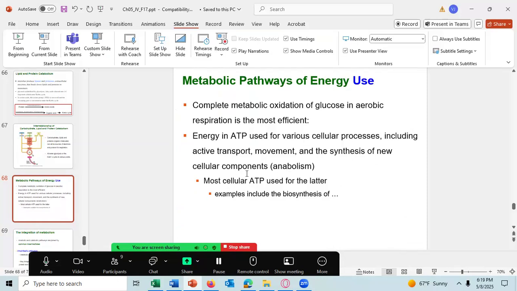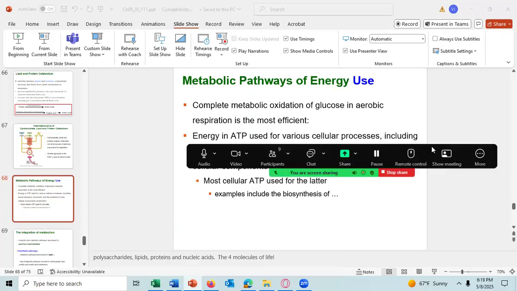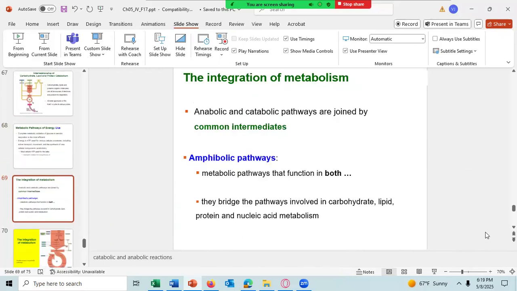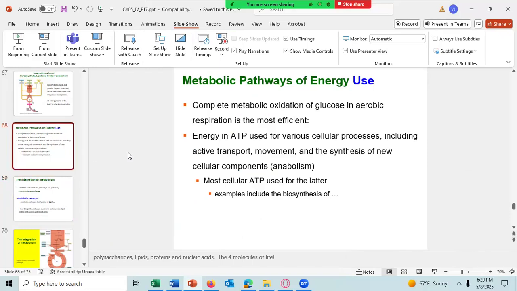Most cells will use this ATP for their energy needs, for example, the biosynthesis of a biological molecule. And like I said, most cells can also metabolize lipids, proteins, and nucleic acids, the 4 molecules of life, in aerobic respiration. But for the marathon runner, they cannot immediately digest lipids. It'd have to be 45 minutes into their run. All right, any questions about any of that?